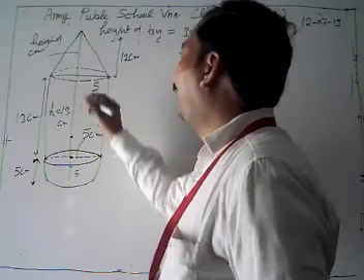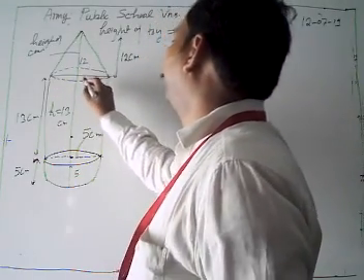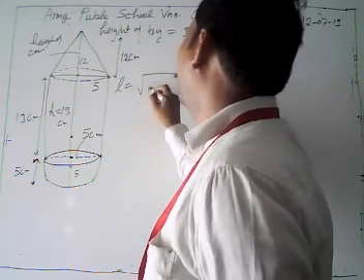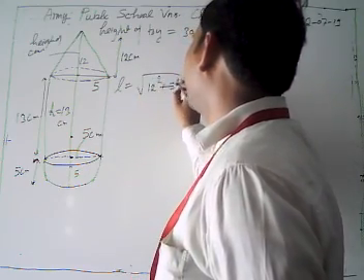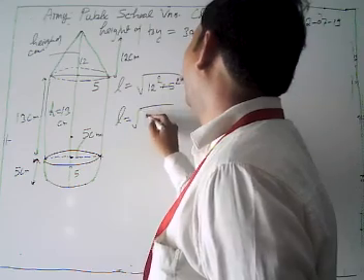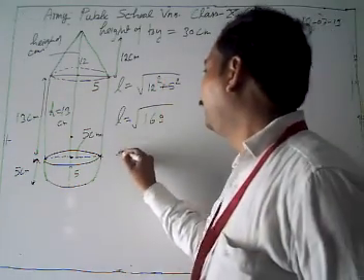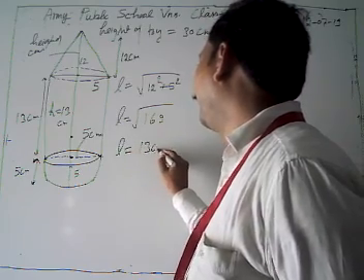Now we have height 12 and base radius 5. Then the slant height of the cone is under root 12 square plus 5 square. 12 square is 144, 5 square is 25, so we get 169. Then the value of l is 13 centimeter.